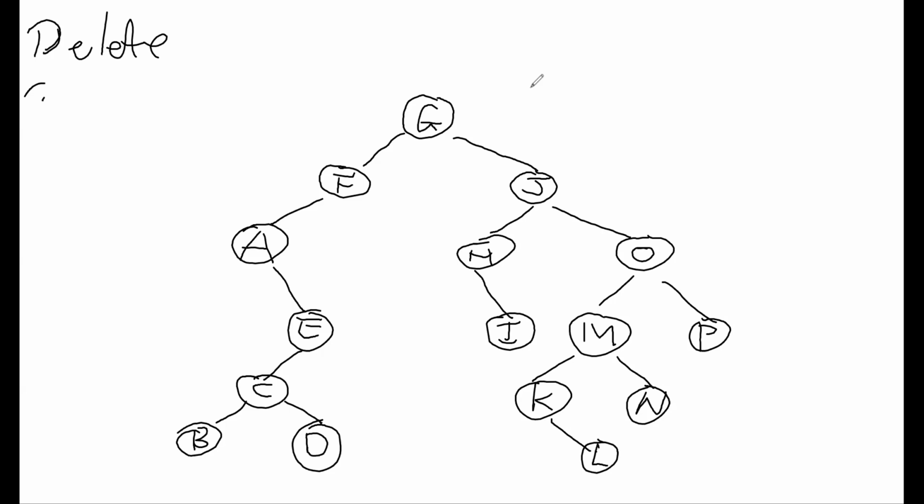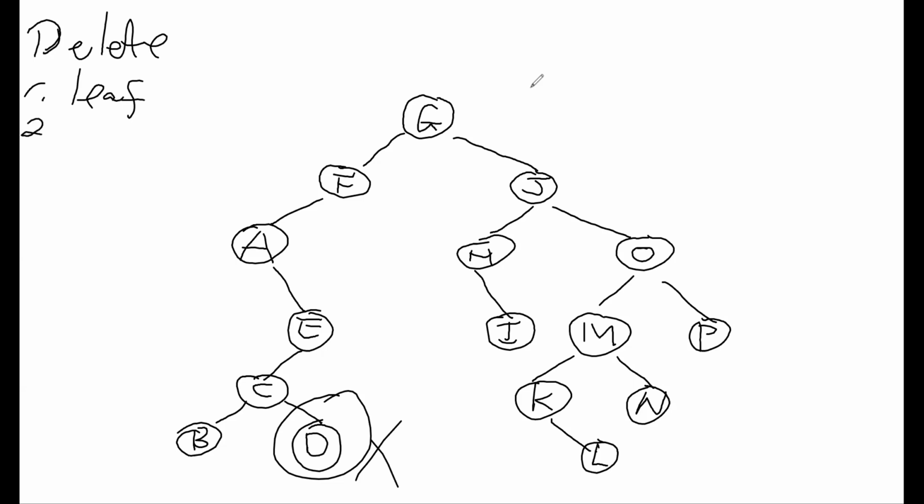So generally speaking, we divide it into three cases. The first case is a leaf node. You find the leaf node, you delete it. That's quite straightforward. You just find it and delete it.